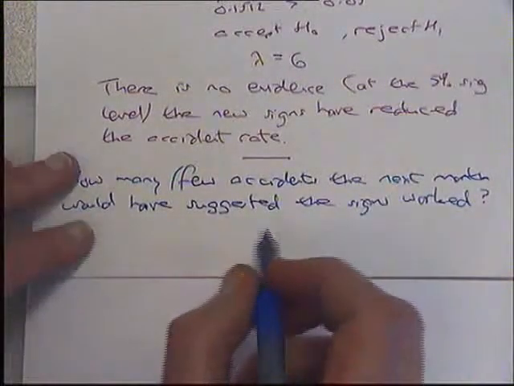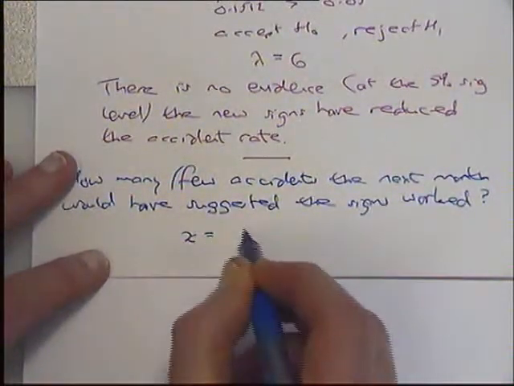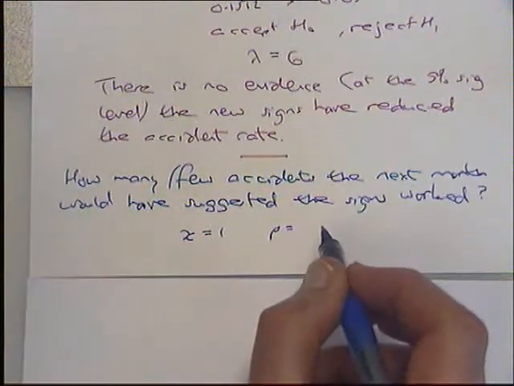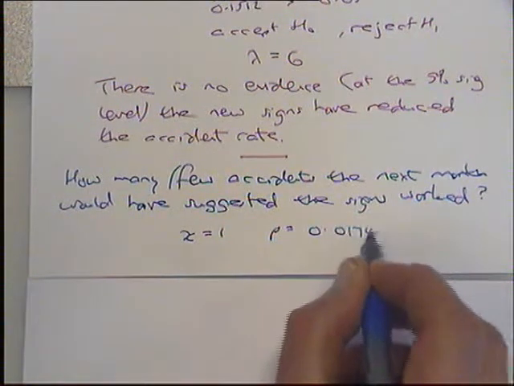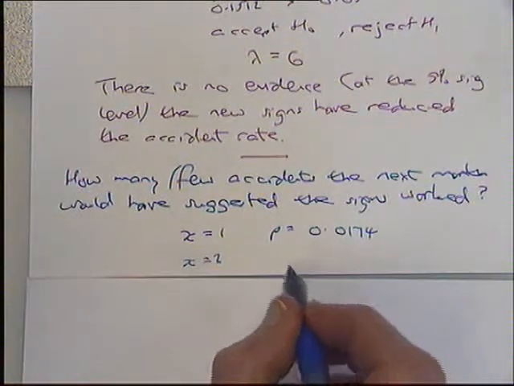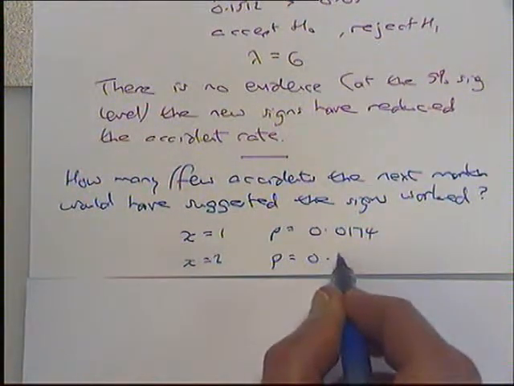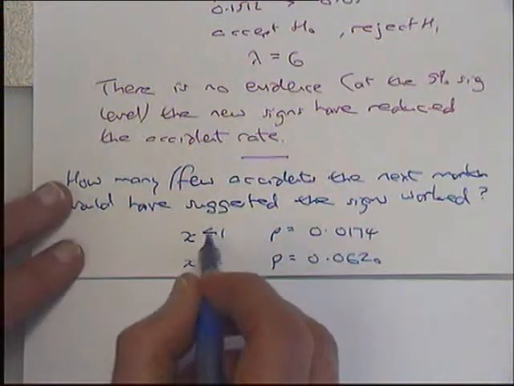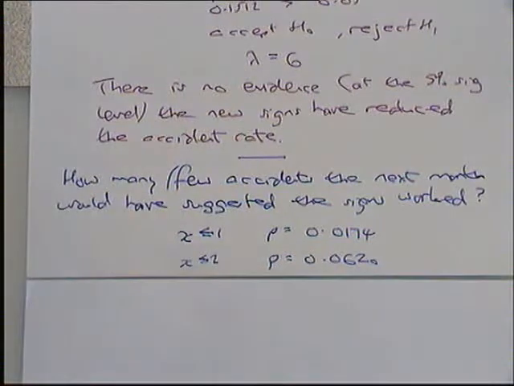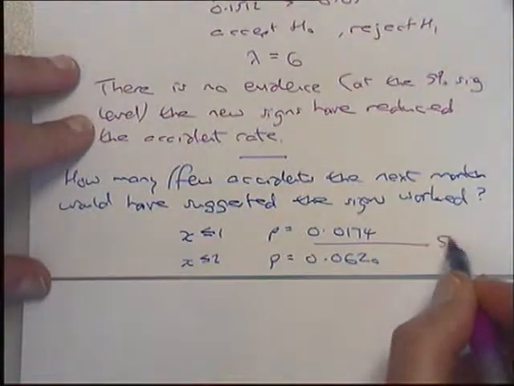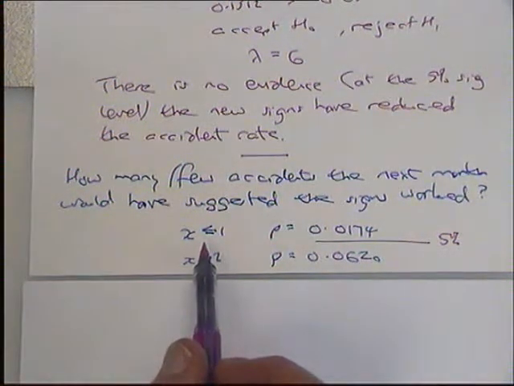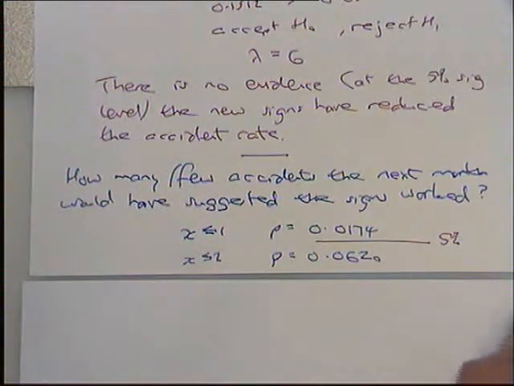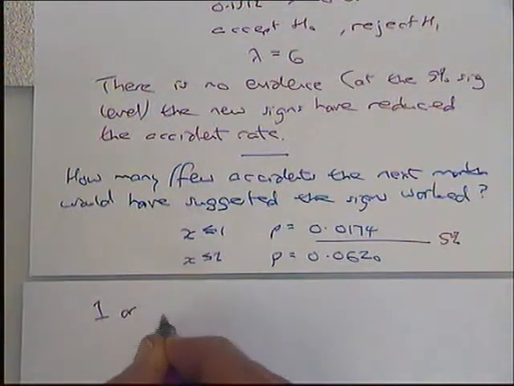So if we do an extract from the tables, when x is 1, the probability is 0.0174. When x is 2, the probability was 0.0620, and these are less than or equal to, so I really ought to put that there. Our 5% level is between those two, so we would only have rejected H0 at the 5% level if there had been one or fewer accidents. So the answer to that question is one or fewer accidents.